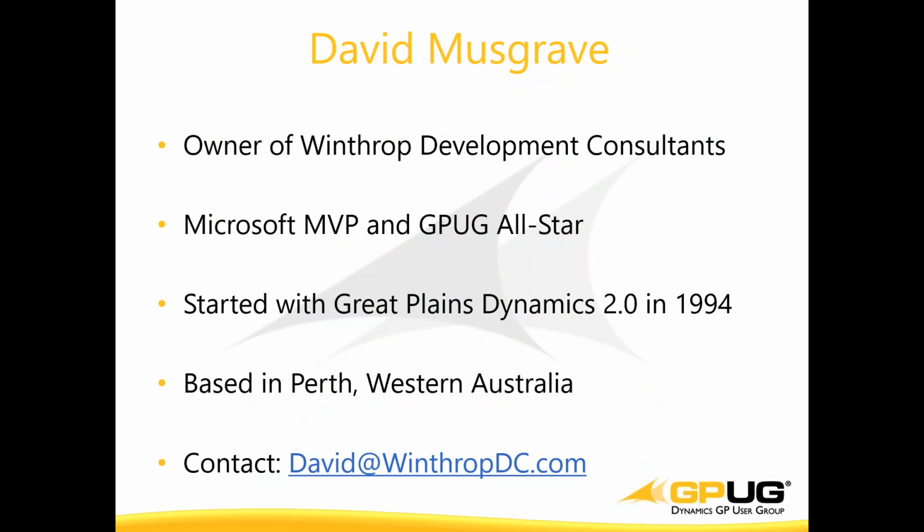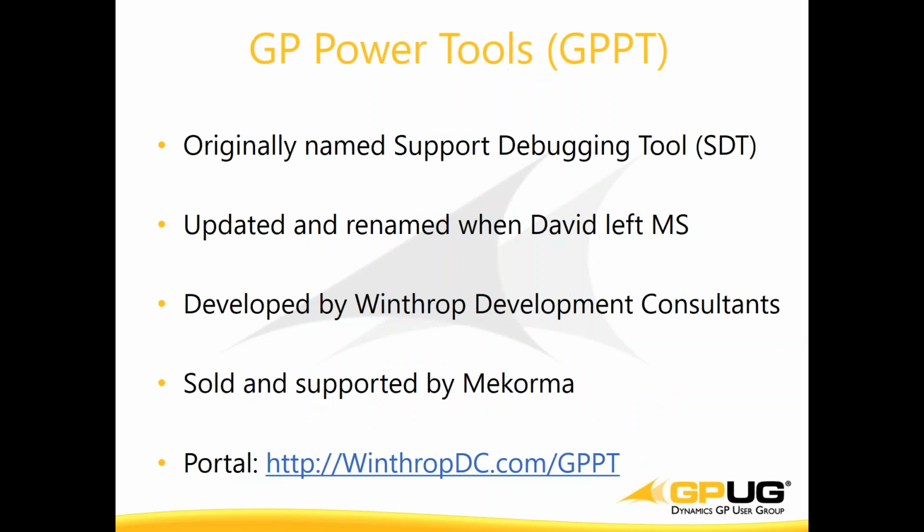GP Power Tools, also shortened to GPPT, is originally based on the support debugging tool, the SDP. After I left Microsoft, I negotiated the rights to it, and I've since updated it, rebadged it and re-released it as a product from Winthrop Development Consultants. It is sold and supported exclusively by McCormick, a distribution partner. The best place to start getting information, and for links to everywhere else, is the portal, which is wintropdc.com/GPPT.